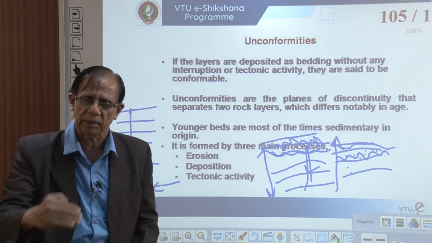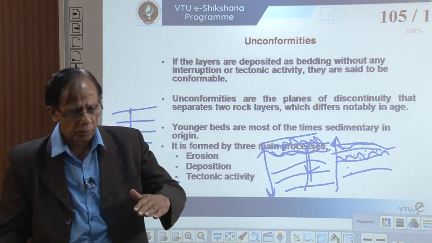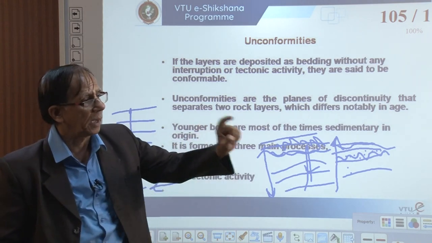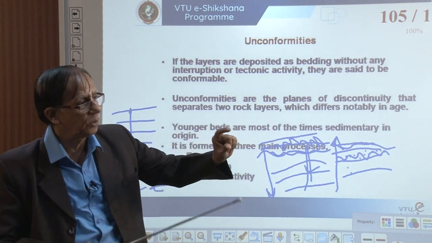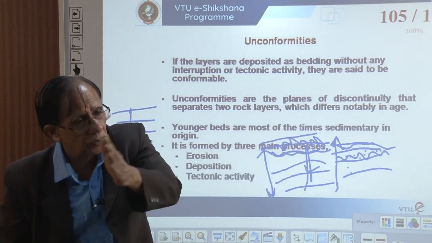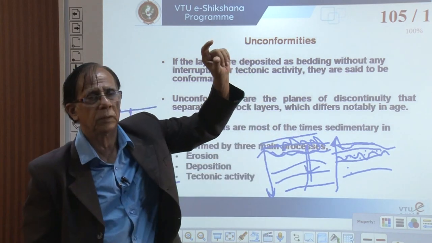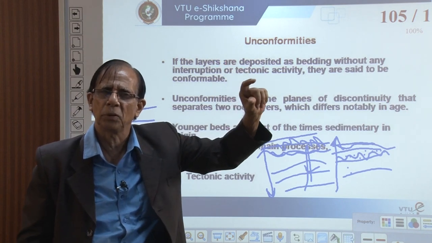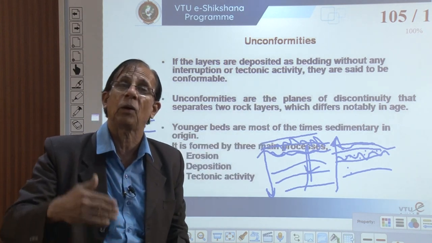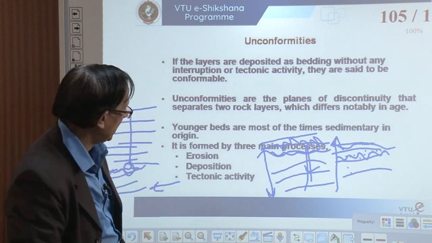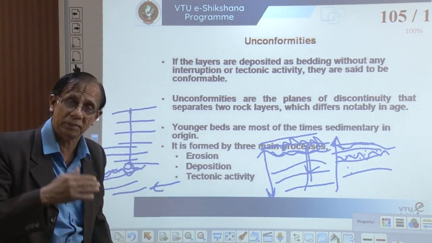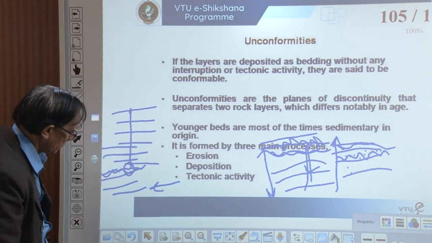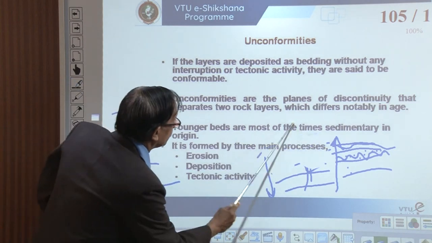Unconformity is exactly similar. A formation of records, then a gap in the formation of records, or loss of record, then continuation or formation of record. Unconformity in a way is a kind of record formation, and that is important to understand what has happened in the earth history. Friends, I take a little more time.